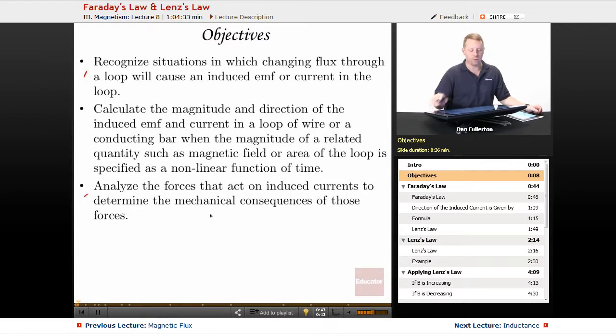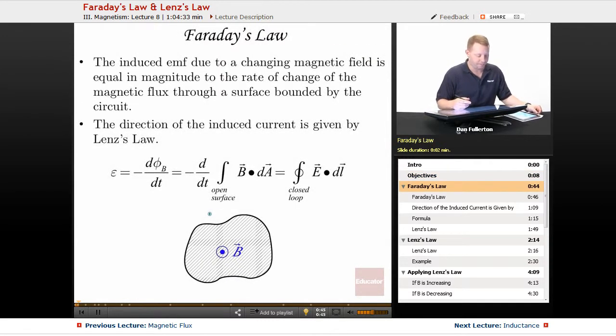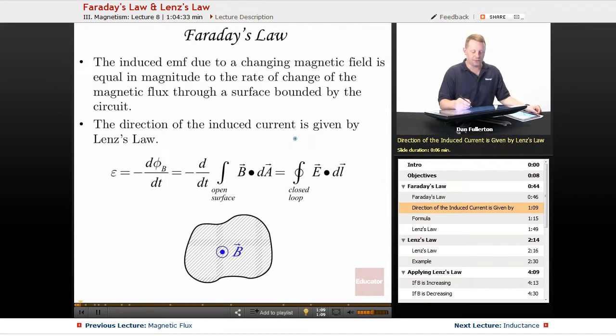So let's talk about what Faraday's law tells us. Faraday's law talks about the induced EMF, the induced potential due to a changing magnetic field. It says it's equal in magnitude to the rate of change of the magnetic flux through a surface bounded by a circuit. So moving charges create magnetic fields. Changing magnetic fields move charges by creating potential. Now, the direction of the induced current is given by Lenz's law. So you usually use Faraday's law and Lenz's law together.